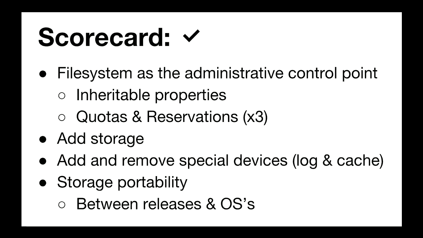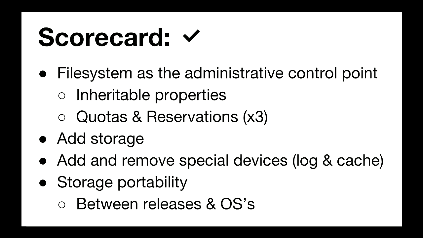Properties inherit down, so you can say, I want this thing and everything else underneath it to be compressed. You don't have to go set, I want your home directory to be compressed, and yours, and yours, and yours. You just have to say it once. And then if you want to change it, again, just say it once.